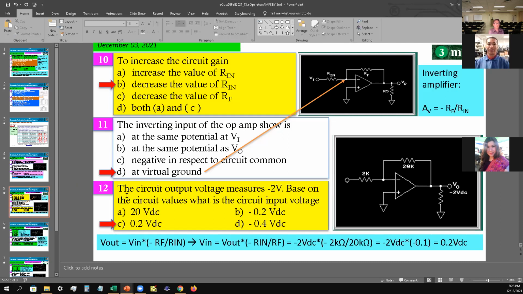Okay. Number 12, the circuit output voltage measures -2 volts. Based on the circuit values, what is the circuit input voltage? So we look at the gain of 10 right here. So with a gain of 10, this one is going to be 2 volts. We take this divided by 10, and since this is negative, this one has to be positive out here. So therefore it's 0.2 here. So the answer is C as in cat for number 12. Or you can use the whole formula and calculate that out.